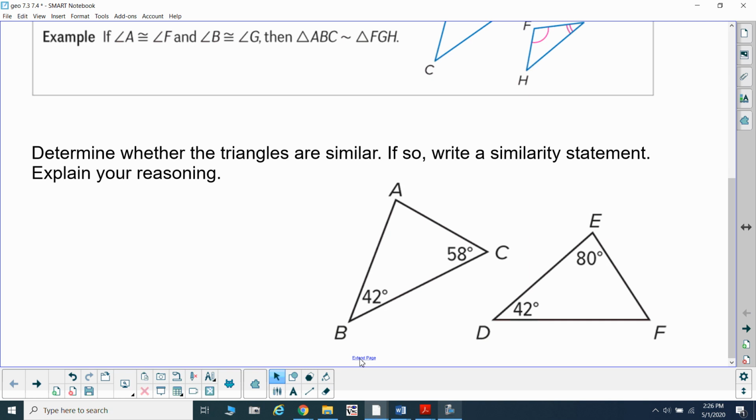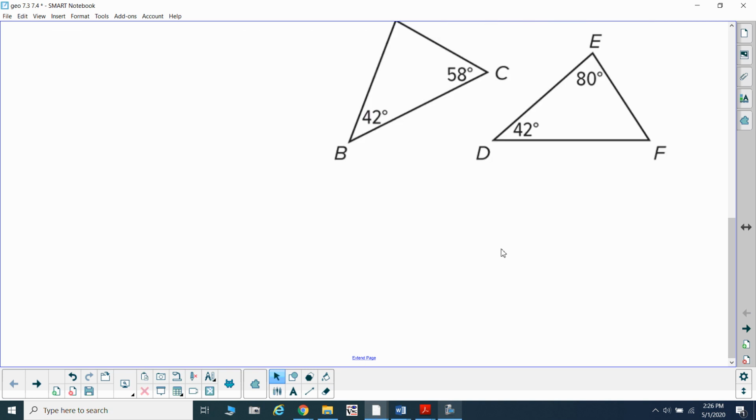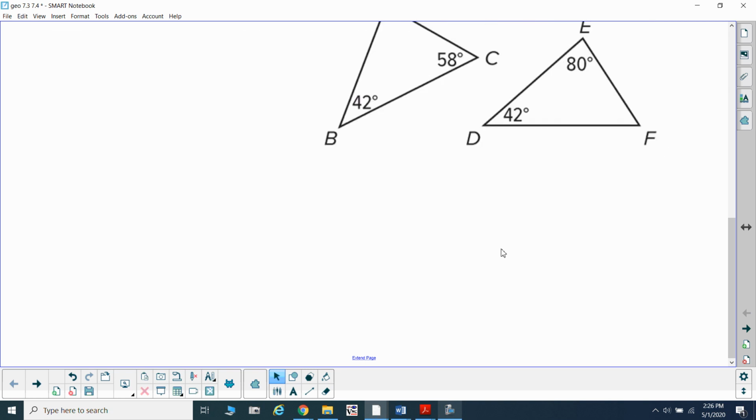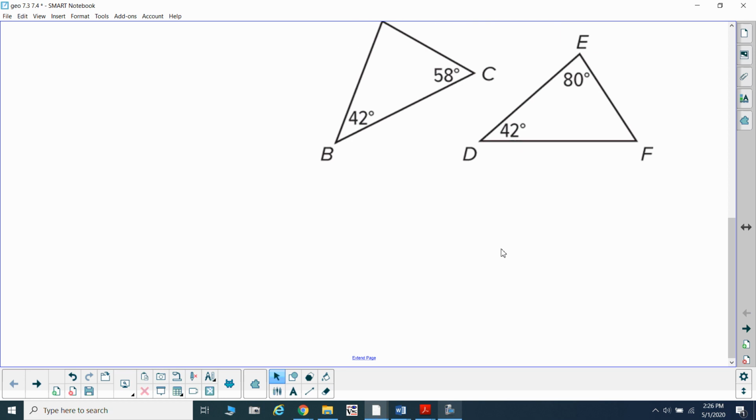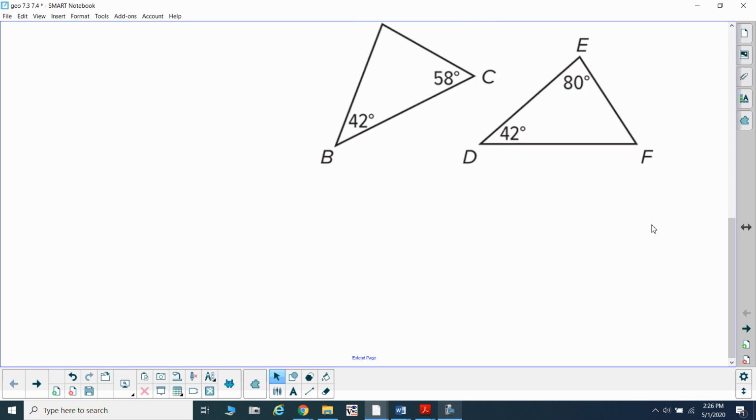Let's see if I can get these to go up. Hold on. All right, well, I'm trying to get them to show up on my screen. They are in front of you, but not so much for me.